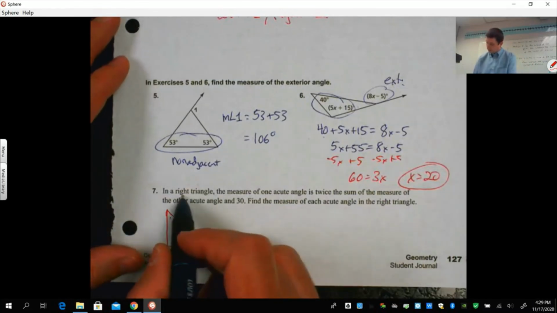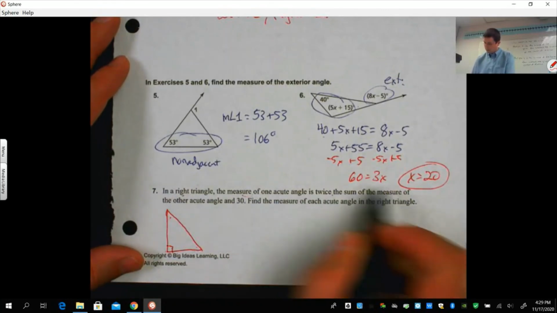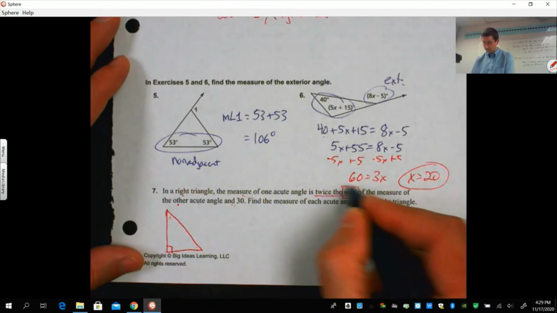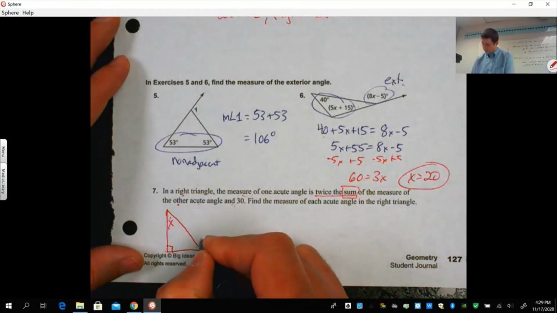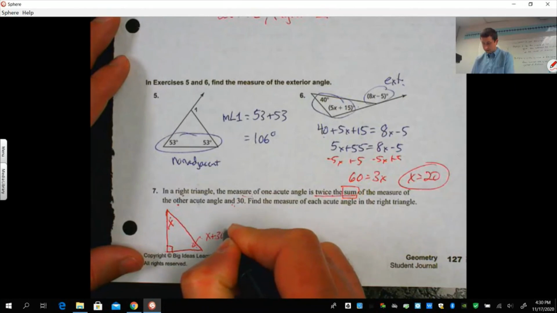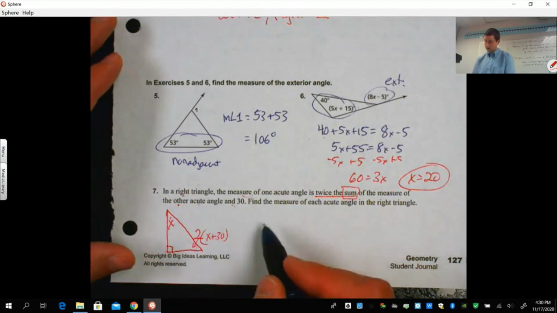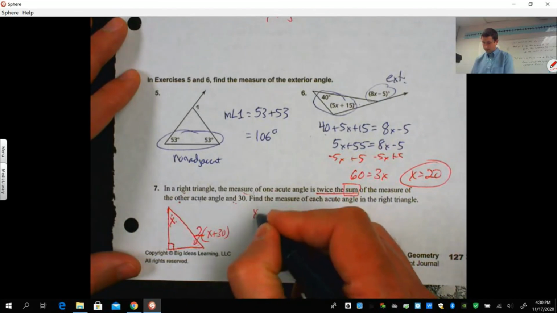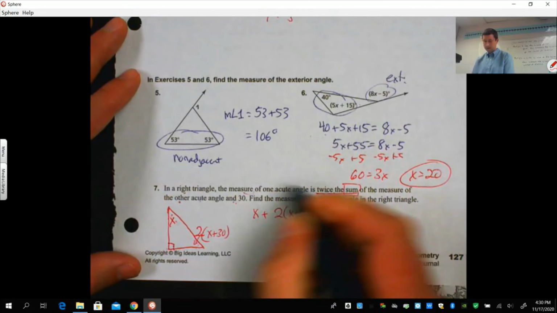But for right now, in a right triangle, the measure of one acute angle is twice the sum of the measure of the other acute angle and 30. Twice the sum, which means we need to do the sum first. Okay, so if this is x, this is going to be twice the sum of this and 30. So x plus 30, twice of it. So 2 times x plus 30. Find the measure of each acute angle in the right triangle. So these are complementary. So x, the first one, plus 2 times x plus 30 has to equal 90 because they're complementary angles.